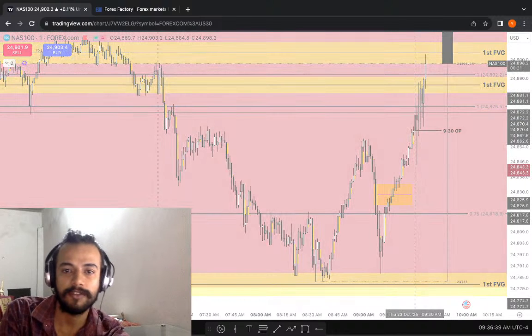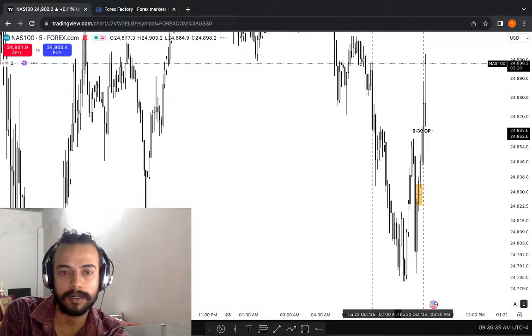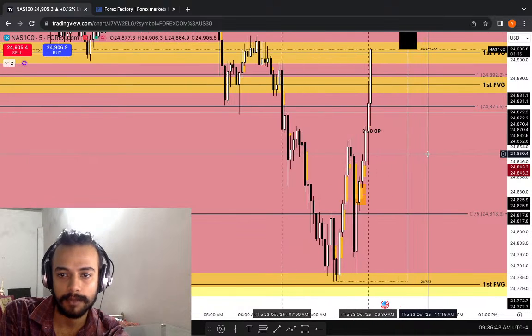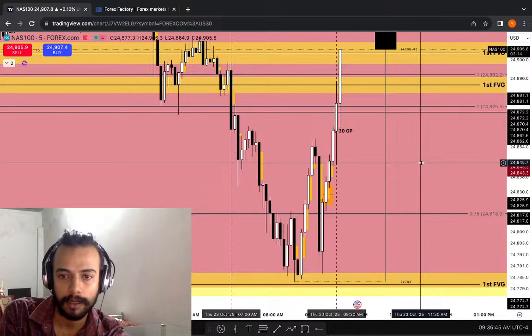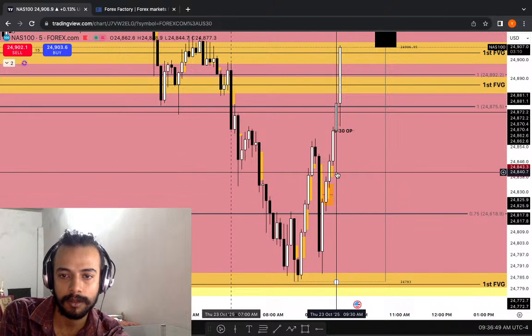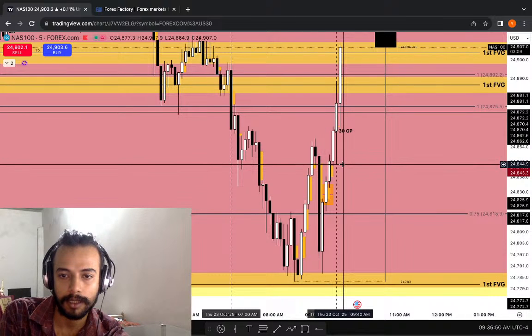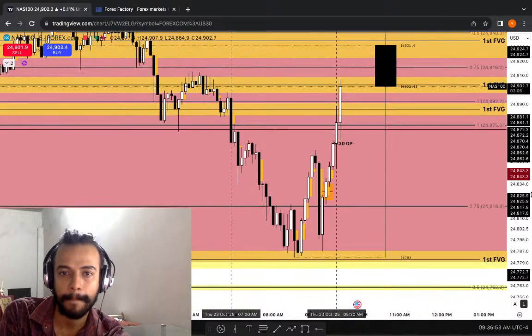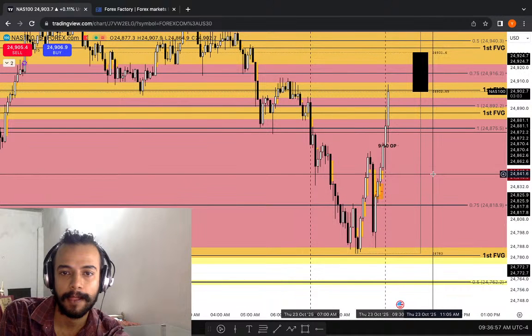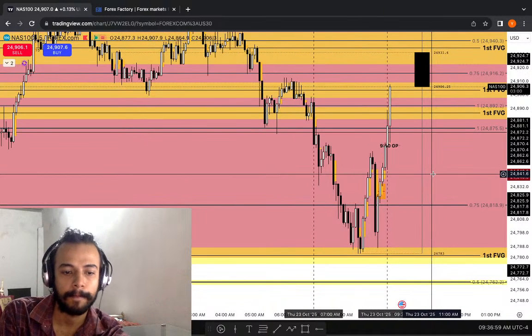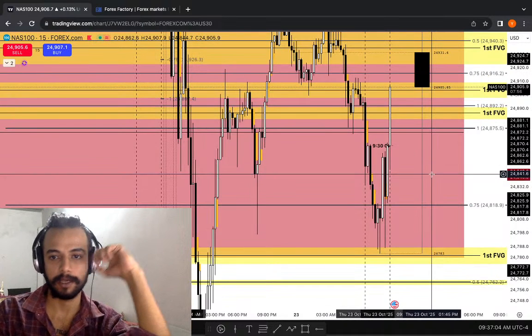Let's check the 5-minute time frame for once. Look at that, it came down inside this 5-minute inversion right there. Once I would like to check the 15-minute time frame now.